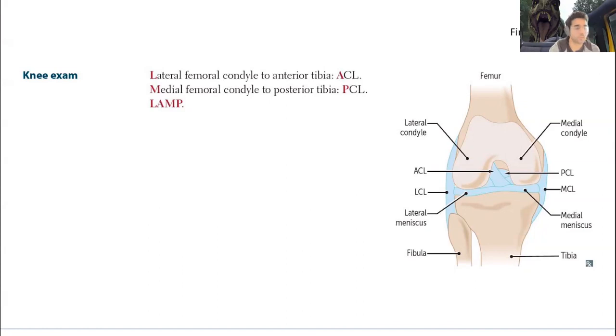Okay. Let's do the knee exam. Remember, the lateral femoral condyle to the anterior tibia is the ACL, right? The ACL drawer test is one that you guys should have covered in your OSCEs. And your medial femoral condyle to the posterior tibia is the PCL, right? The quick way to remember that is LAMP. I used LAMP whenever I was thinking of any sort of injury to the ACL versus PCL because it sometimes confuses folks where everything attaches.